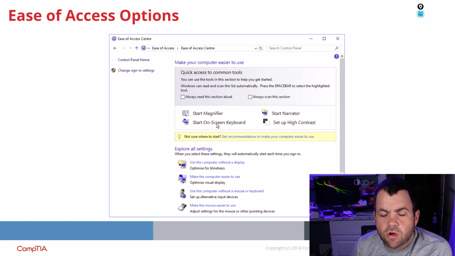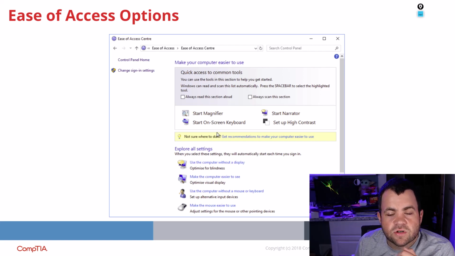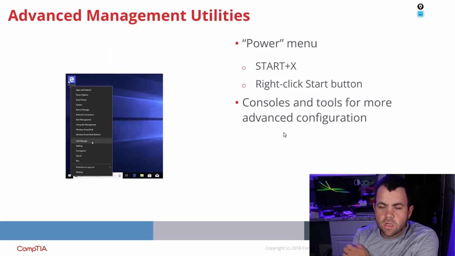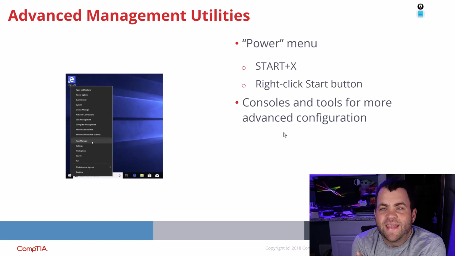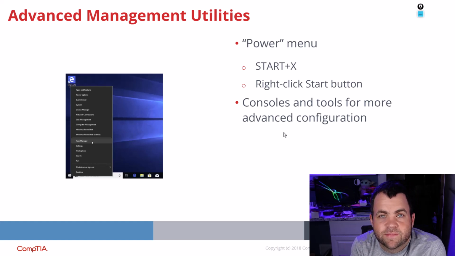For an on-screen keyboard, it might be a machine that's in like a cafeteria, for example, and they need to be able to just touch stuff. They don't have a regular keyboard, so that's where you might have to turn on that on-screen keyboard for them to use, okay?